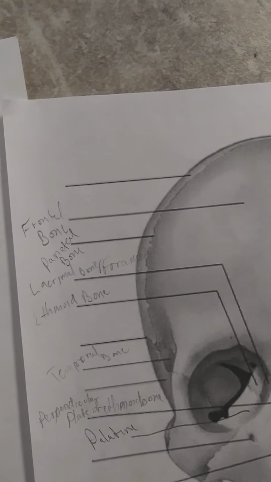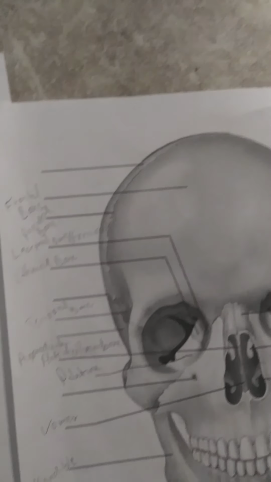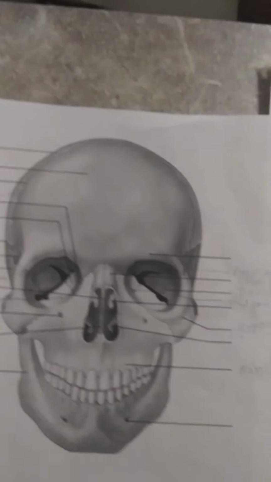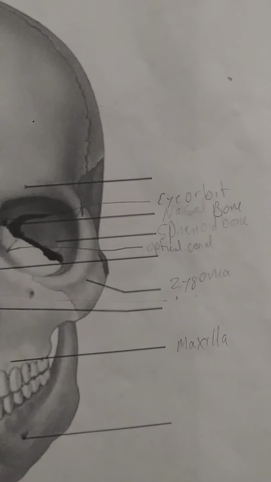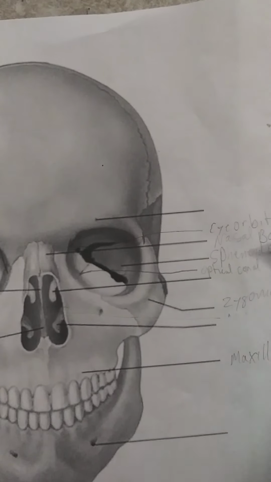The parietal bone is pretty much the base of the side of the skull there. So if we was to put it on the side of the model, it'd pretty much be the side of the skull there. The sphenoid bone is pretty much another base of the skull there.